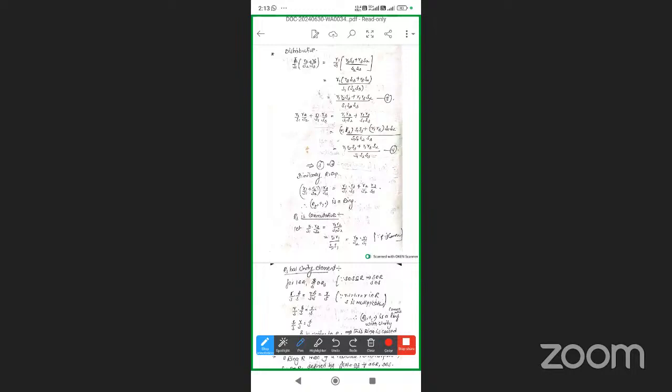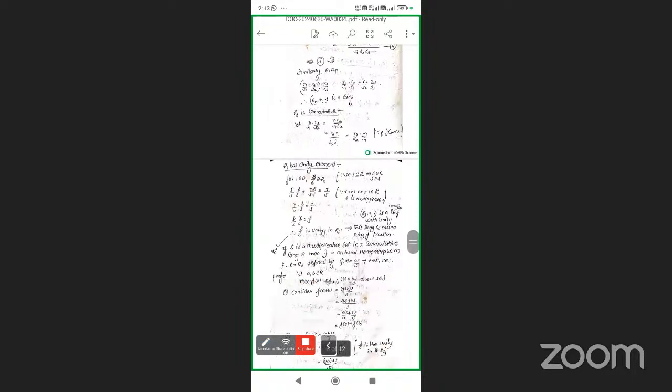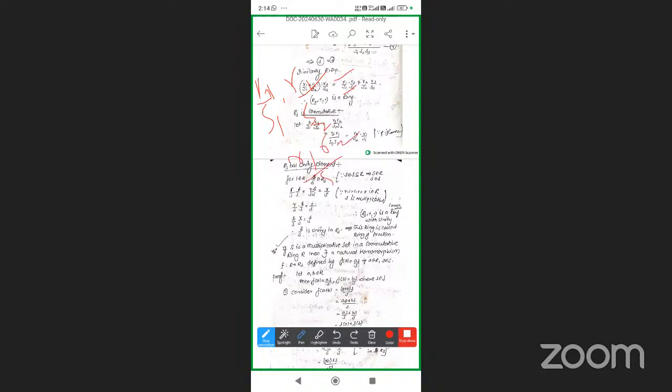Similarly, we can prove the right distributive property: R1 by S1 plus R2 by S2 times R3 by S3 is equal to R1 by S1 times R3 by S3 plus R2 by S2 times R3 by S3. So RS with plus and dot is a ring, as the distributive laws are satisfied. This ring RS is also a commutative ring, since R1 by S1 times R2 by S2 is equal to R1 R2 by S1 S2.